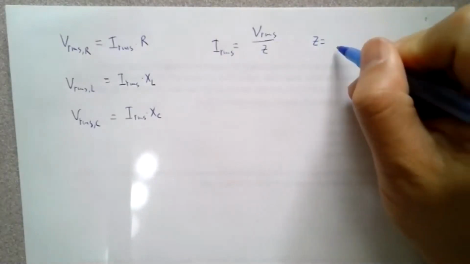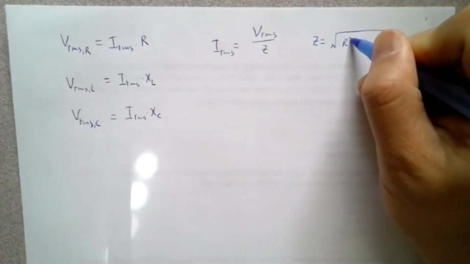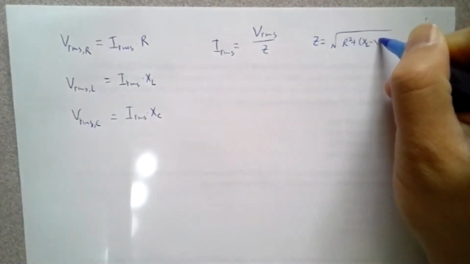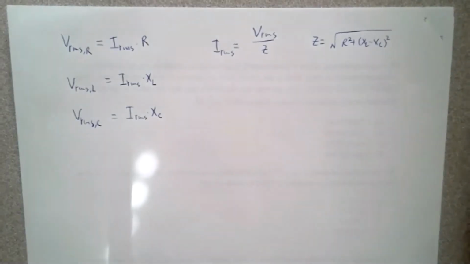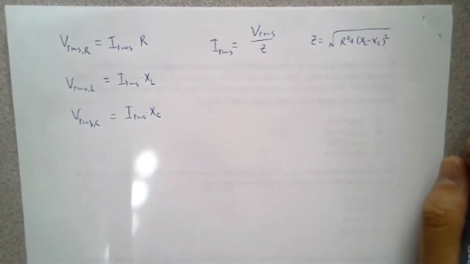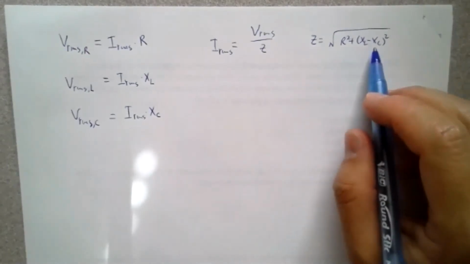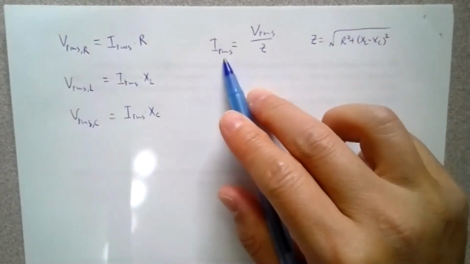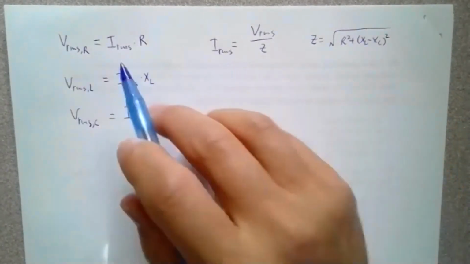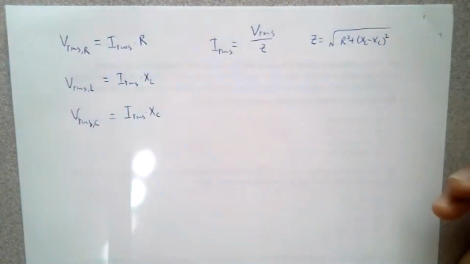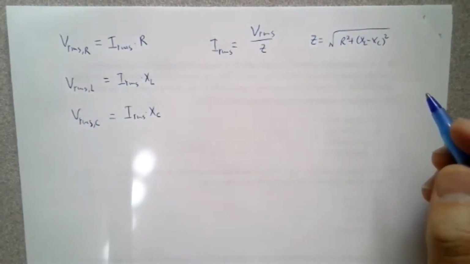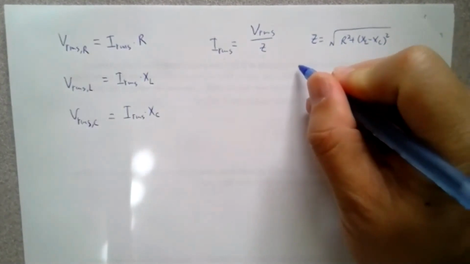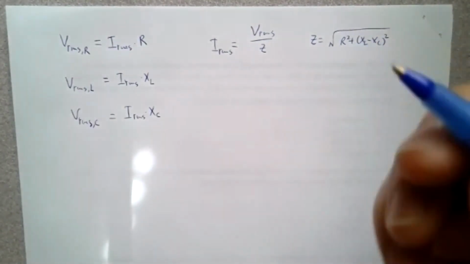Z is equal to the square root of R squared plus (XL minus XC) squared. So we can calculate XL and XC first, so we can calculate Z, and once we have Z, we'll have our IRMS. And once we have IRMS, we can calculate the RMS voltages. So let's do that. Let's calculate XL.